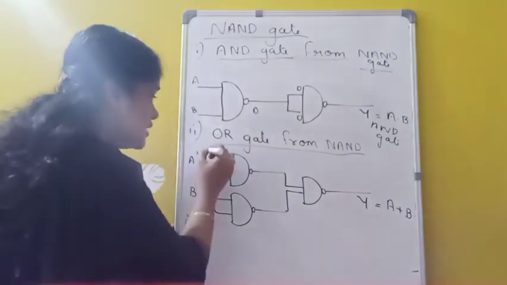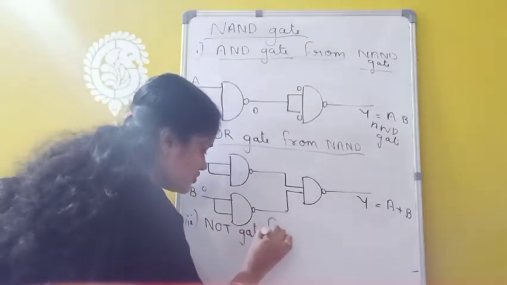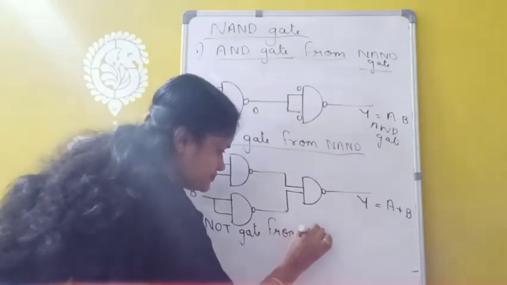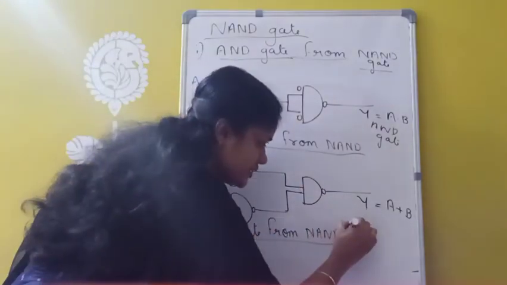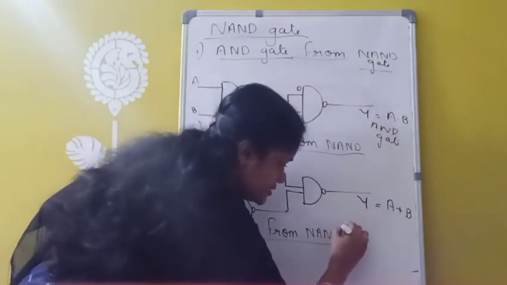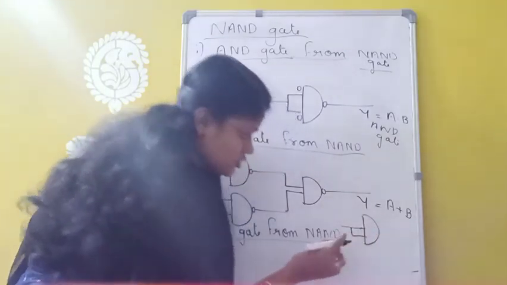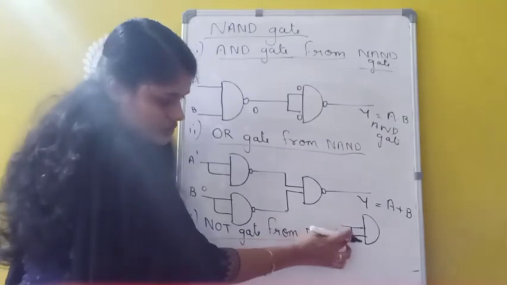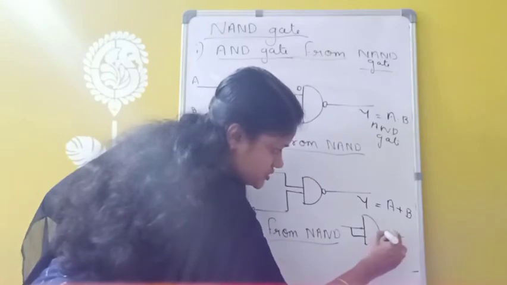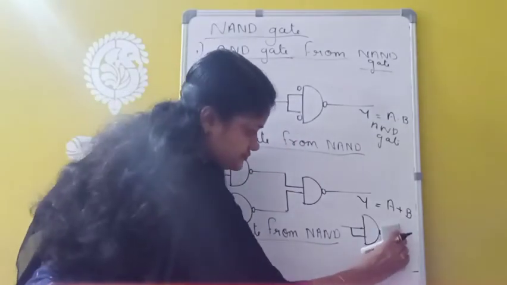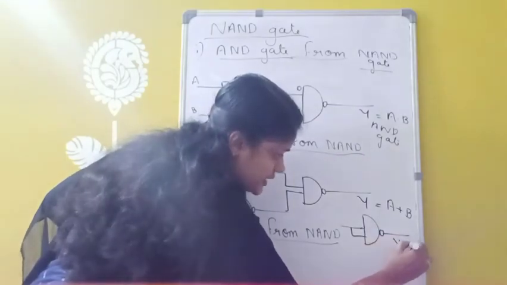Last one. We have to get the NOT gate from NAND. That is simple. We are taking only one NAND gate here. Same input. Suppose A equal to 1, we are taking one input, and B also will be 1. The same input we are giving here, and we will be getting the output. So this is Y equals A complement.